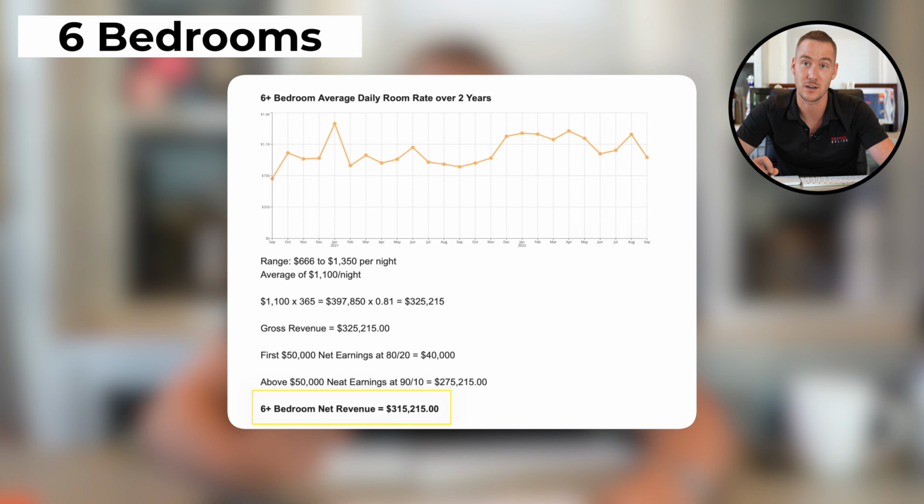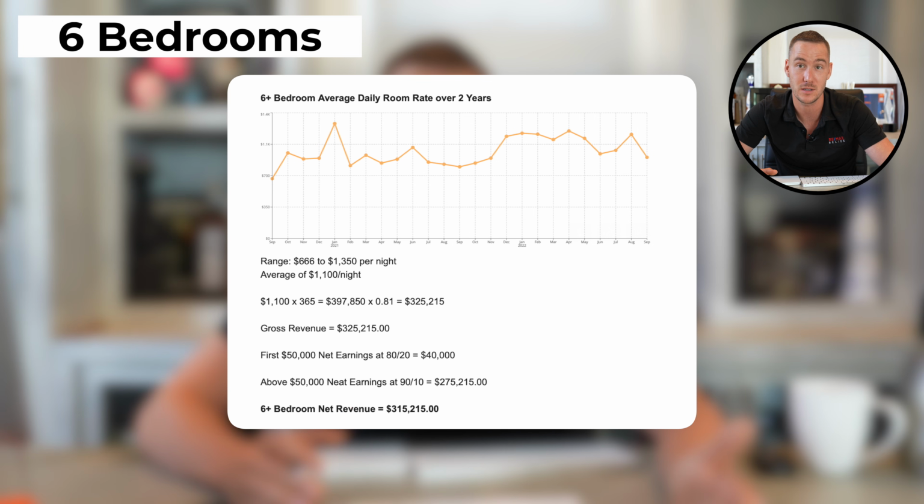$315,215. We can then take our utilities, which when you get into this point, I would say you're probably looking at even tripling the utilities that we put into this, but just to give you guys an idea of the income potential.